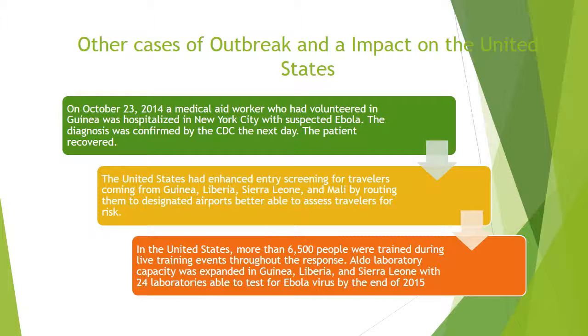As another response, the United States trained more than 6,500 people in live events to go through drills in case of an Ebola-positive patient. A lot of major hospital systems, especially on the East Coast, put a huge emphasis on this training. The laboratory capacity was expanded in Guinea, Liberia, and Sierra Leone, adding 24 laboratories by the end of 2015 that were able to test for Ebola.